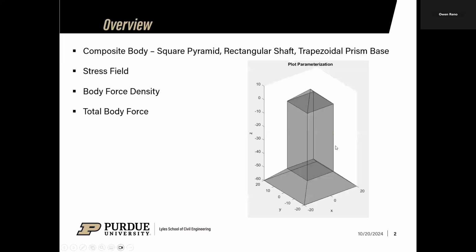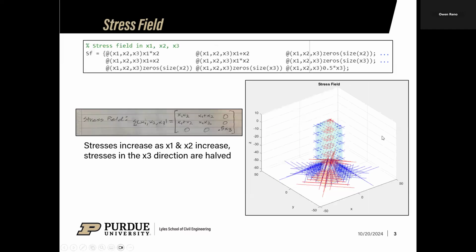To start, let's look at a brief overview. This is my composite body shown on the right. It's a square pyramid tip with a rectangular shaft and a trapezoidal prism base. We're going to go over a stress field that I have defined, the body force density involving the stress field, and then we're going to look at the total body force on one of my body parts.